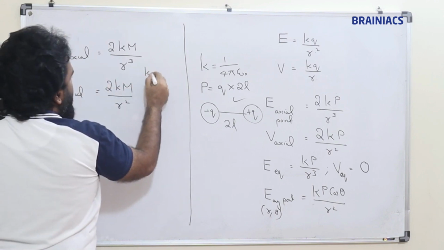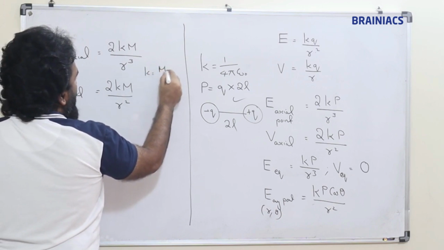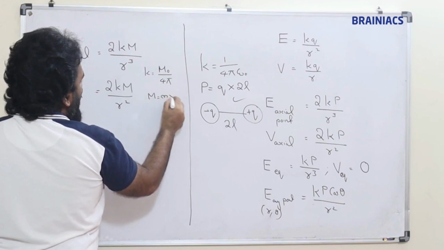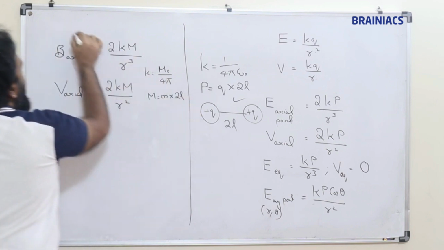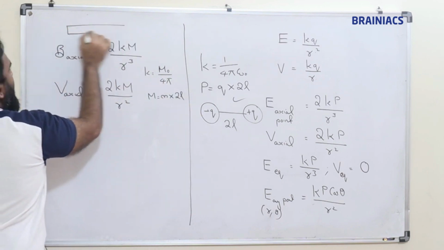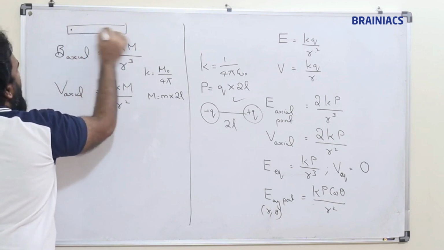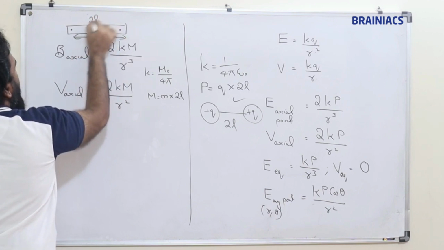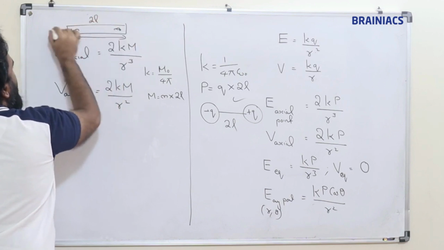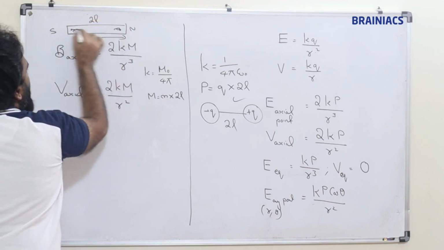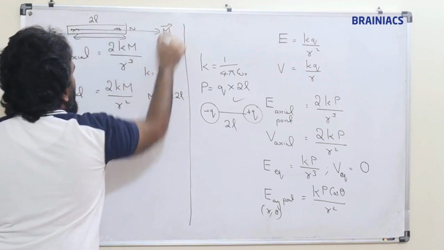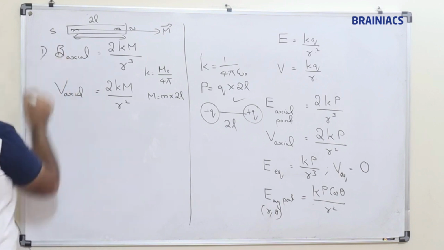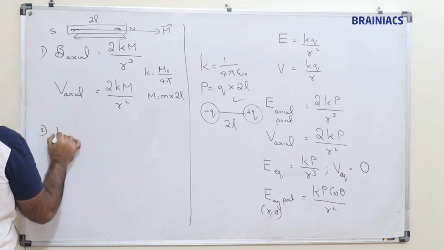So the only difference is k is equal to what? Mu 0 by 4 pi, and m is equal to what? Pole strength into 2l. So if this is the magnet, this is the pole, this is the pole, this distance is 2l. South pole, north pole, this is the direction of the magnetic dipole moment. Okay, so this is the first point. Second point is what?